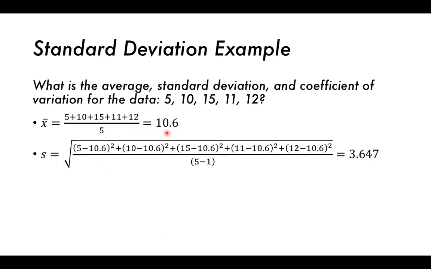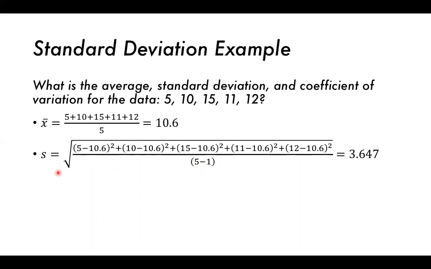Our standard deviation is then calculated using the equation that we saw previously. It is each one of the individual data points minus the mean of the data set, squared so that we get the absolute value, and then that's going to be over the degrees of freedom, which is 5 minus 1.